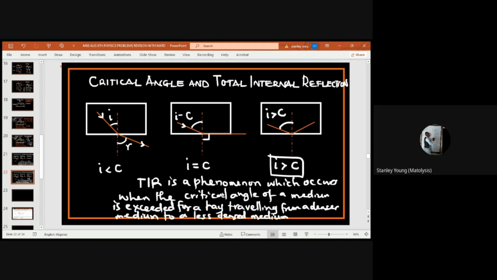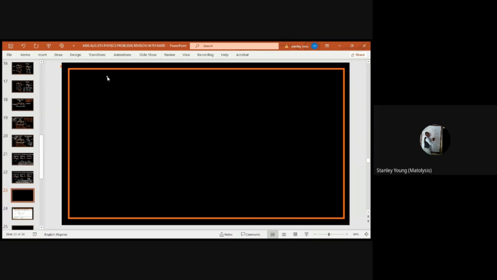So for total internal reflection to happen, a ray must be traveling from a denser medium to a less dense medium, and the critical angle must be exceeded. Critical angle itself is defined as what? The angle of incidence of a ray traveling from a denser medium to a less dense medium, at which the angle of refraction is equal to 90 degrees. You get that? Total internal reflection can only happen when the critical angle is exceeded and when the ray is traveling from a denser medium to a less dense medium. One of its applications is in optical fiber.